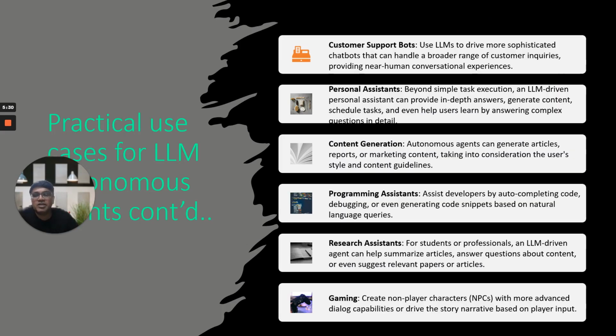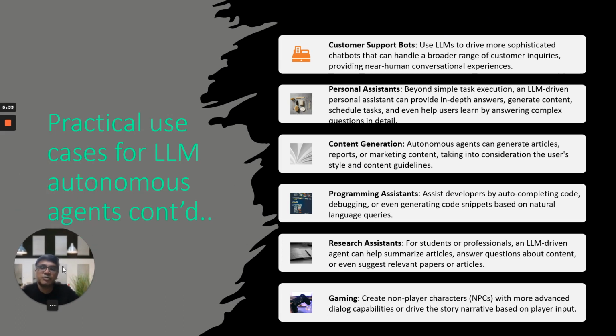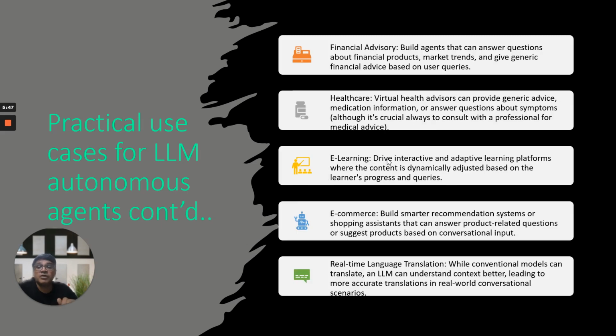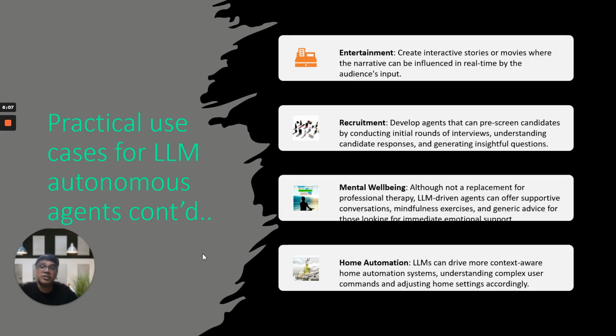Now, I would like to go deeper into the specific practical use cases from an autonomous agent standpoint that can help in terms of customer support bots, personal assistants, content generation, programming assistants, research assistants, gaming. Furthermore, there are some more when it comes to finance, BFSI, the financial advisory: build an agent that can answer questions about financial products, market trends, and generic financial advice based on user queries. Healthcare, the virtual health assistants, advisors, e-learning, e-commerce, real-time language translations. In addition to that, we also see entertainment, recruitment, mental well-being and home automation.